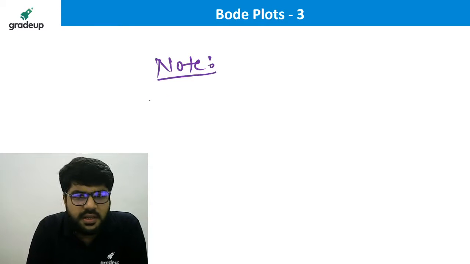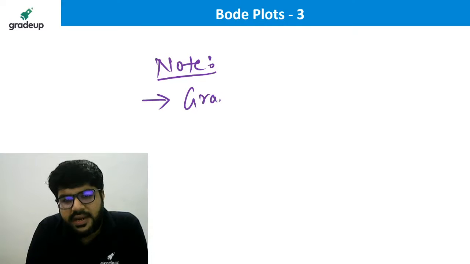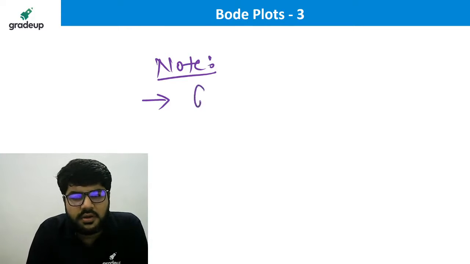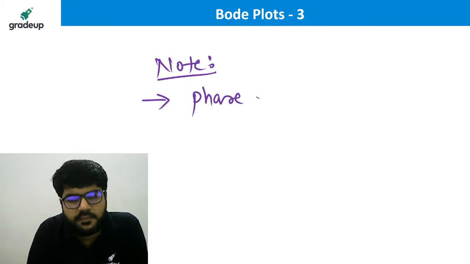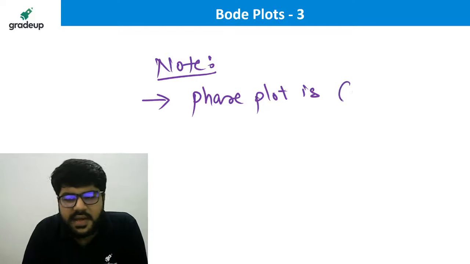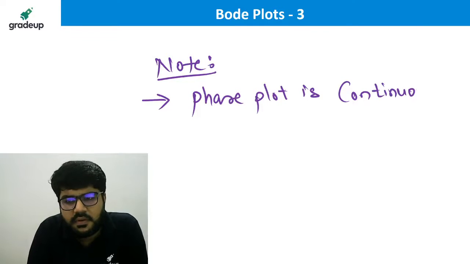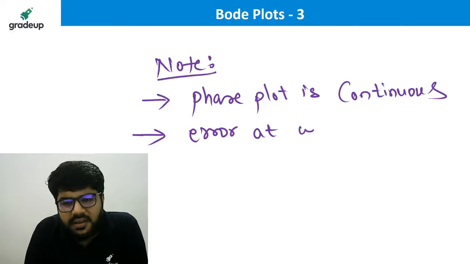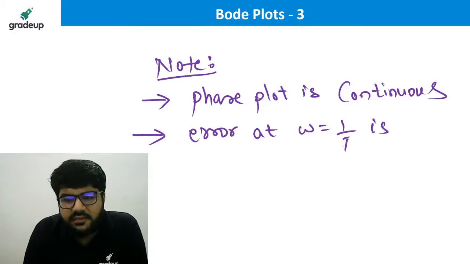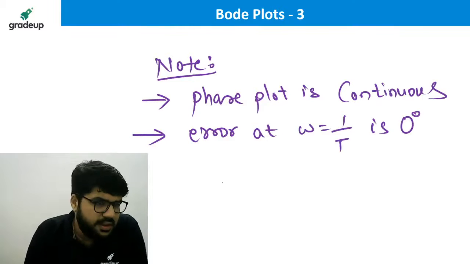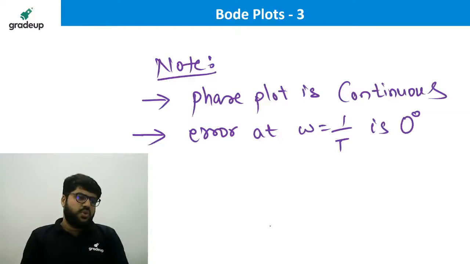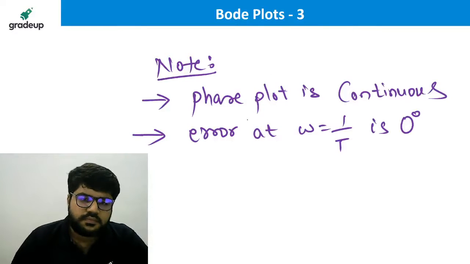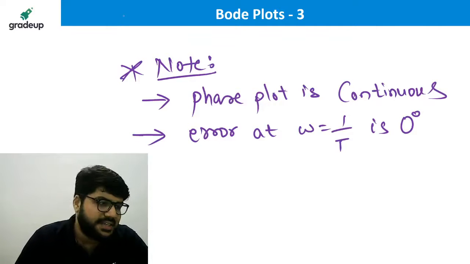What is the observation? Number 1, according to the second approximation rule, the phase plot is continuous, and also the error at corner frequency, which was huge in the first approximation rule, here is just 0 degrees. Also the error at other points is low. So the problems of the first approximation rule have been eliminated by the second approximation rule.